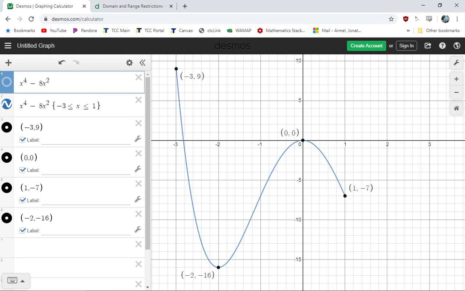Okay, so yeah, pretty fun stuff. We will use this to great advantage when we do optimization and word problems pretty soon, and I will see you then.